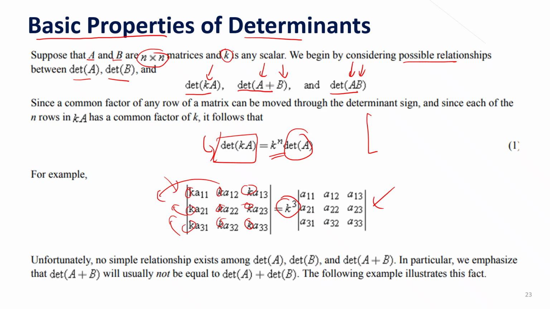However, for the rest of the relationships, like A plus B, there is no particular relationship that can be shown. It is just known that the determinant of A plus B is not always equal to determinant A plus determinant B.